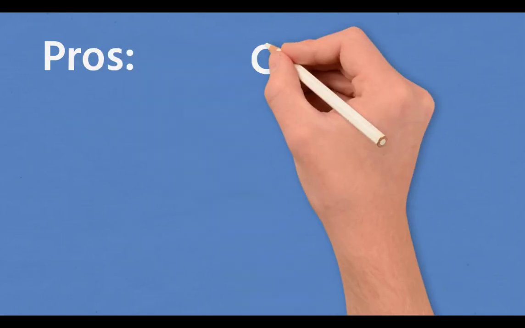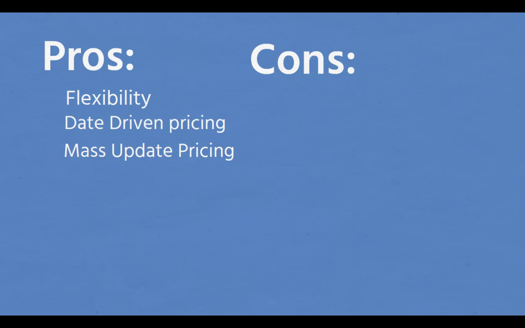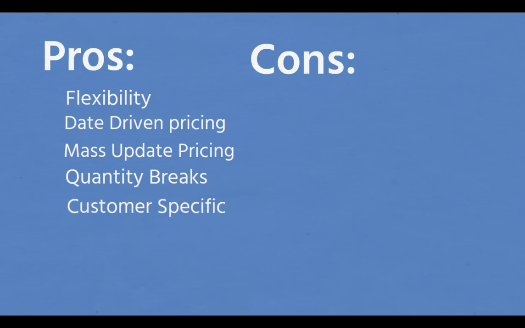So let's take a look at the pros and cons of extended pricing. The pros: there's more flexibility in your pricing. There's date-driven pricing, including overlapping dates. It's easy to mass update pricing. It allows for quantity breaks, so you may sell items based on volume sales. It's easier to make customer specific because you can assign customers to price sheets or price books. And there's a price trace window where you can verify pricing.